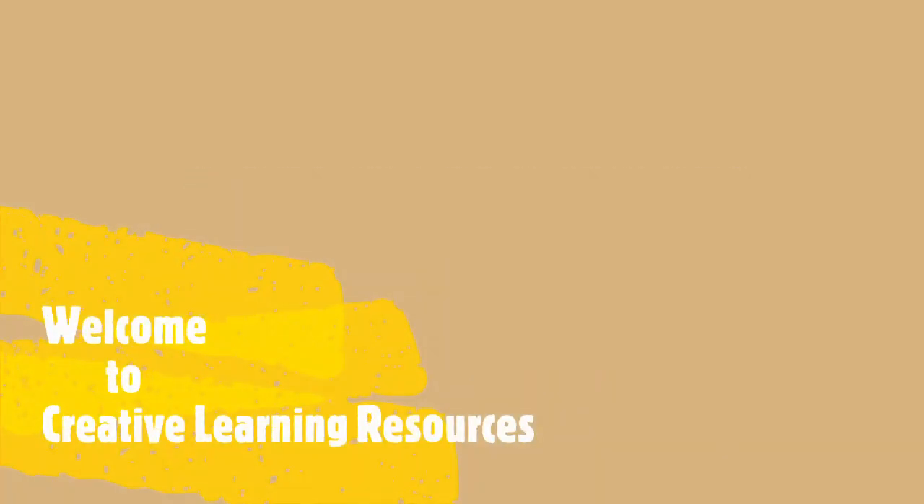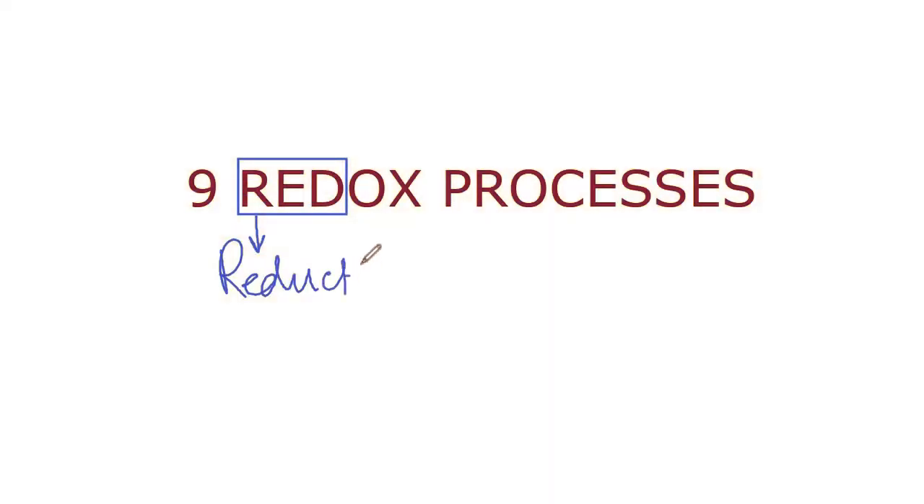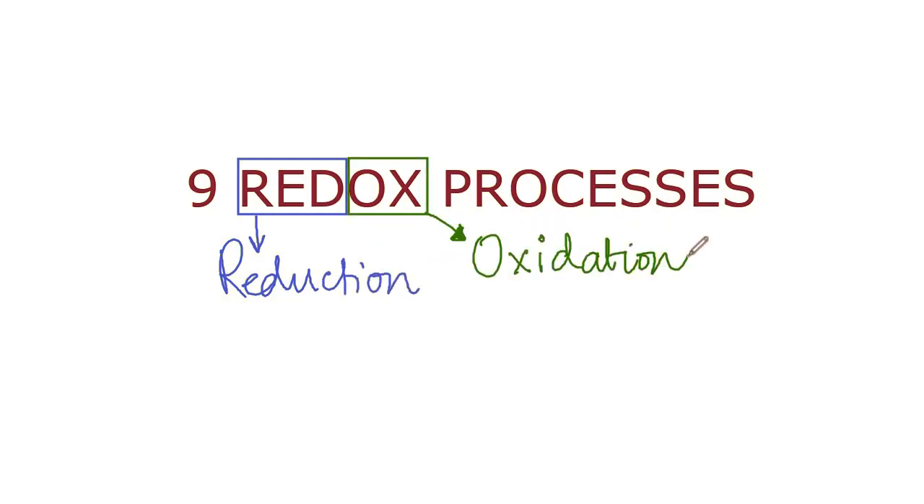Today's video is on topic 9, which is redox processes. The word redox actually came from reduction and oxidation. So basically in chemistry, redox reactions involve all those chemical reactions in which reduction and oxidation take place side by side. So whenever there is oxidation, there is reduction also taking place. Both of these take place simultaneously.